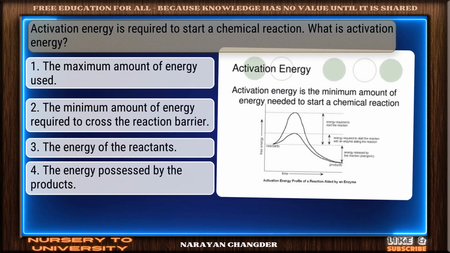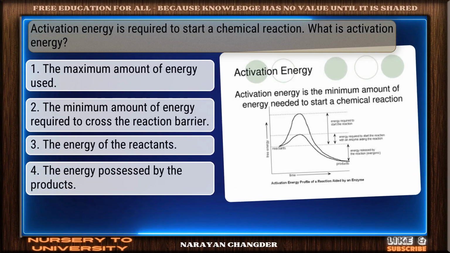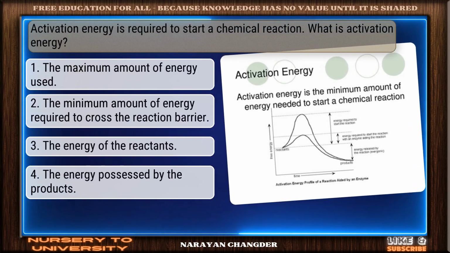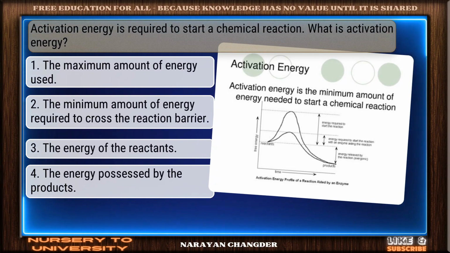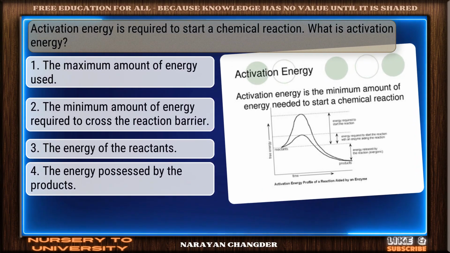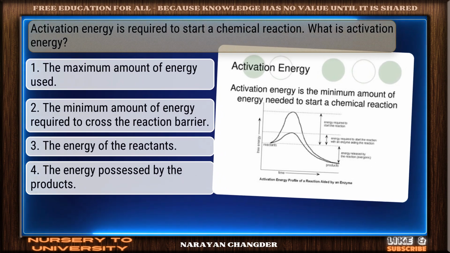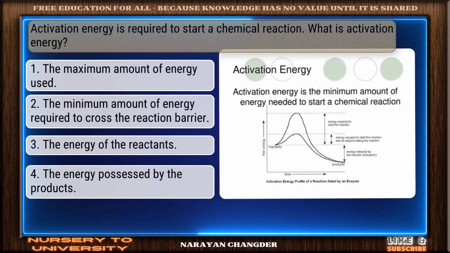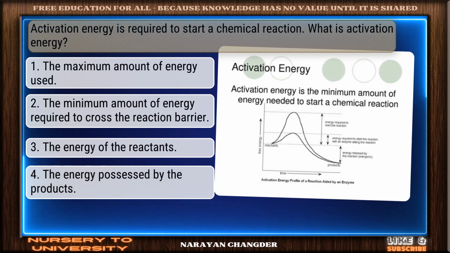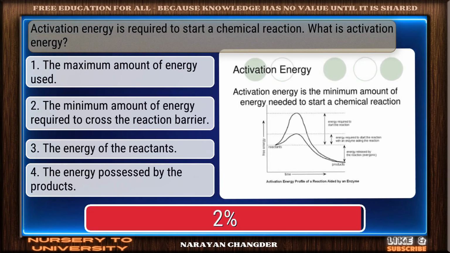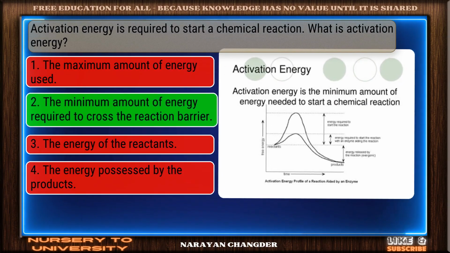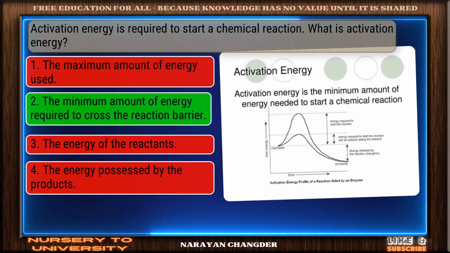Activation energy is required to start a chemical reaction. What is activation energy? Option 1, the maximum amount of energy used. Option 2, the minimum amount of energy required to cross the reaction barrier. Option 3, the energy of the reactants. Option 4, the energy possessed by the products. The minimum amount of energy required to cross the reaction barrier.